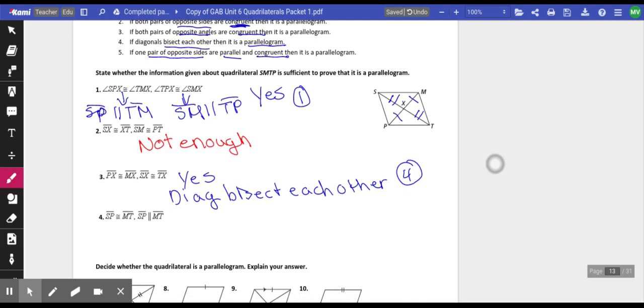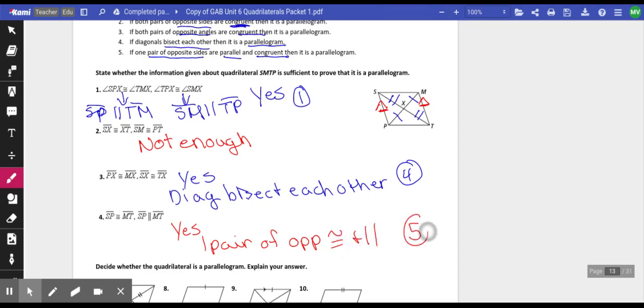So then for number 4, I know that SP is congruent to MT, and I know SP is parallel to MT. So yes, again, that is enough because I have one pair of opposite sides congruent and parallel. So that's number 5 up top there.